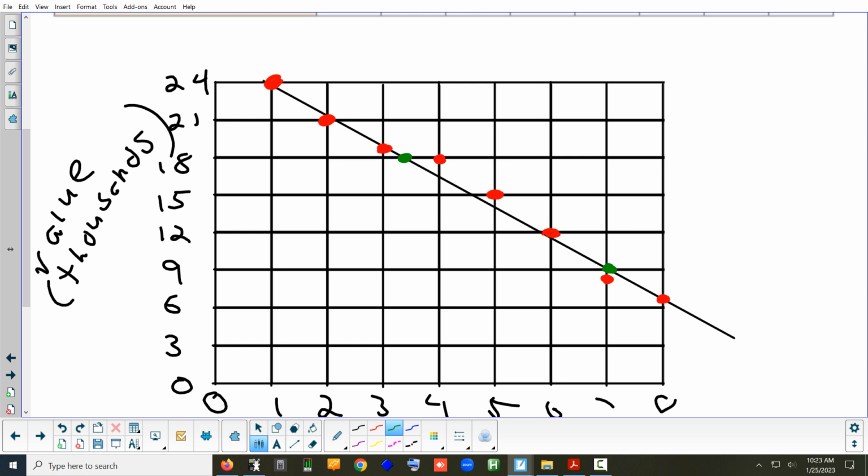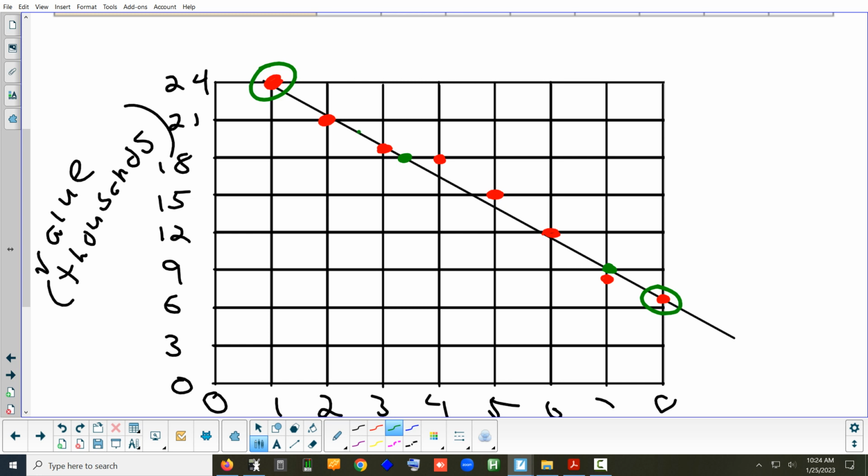If I was doing this and I wanted to actually pick points, I would probably pick this one and this one. Not only are they on the line, they were actual data points from the problem. But you just have to find 2 points on the line. Try to make the points as easy to work with as you can.